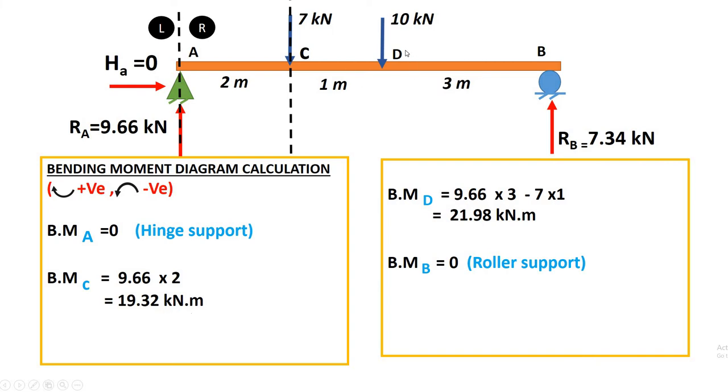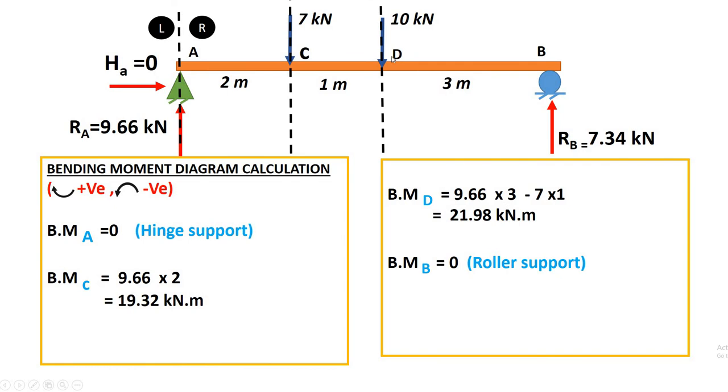Now at D point, considering the left part of the section, what about the value of moment? The moment of this force about D point and the moment of this force about D point. The moment of this force about D point is 9.66 into 2 plus 1, that is 3.